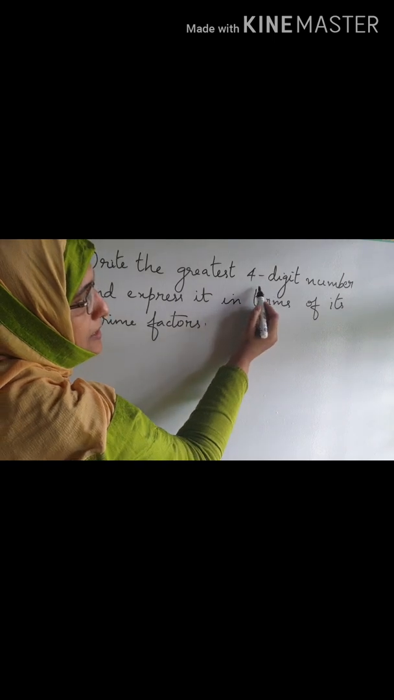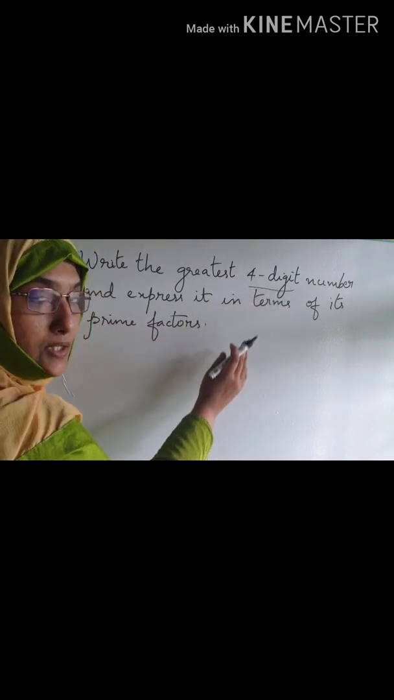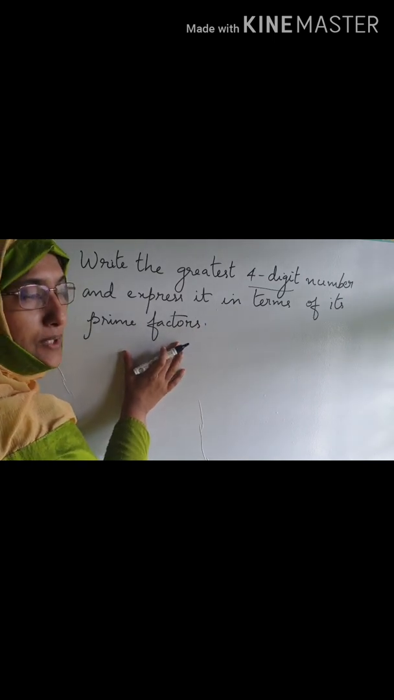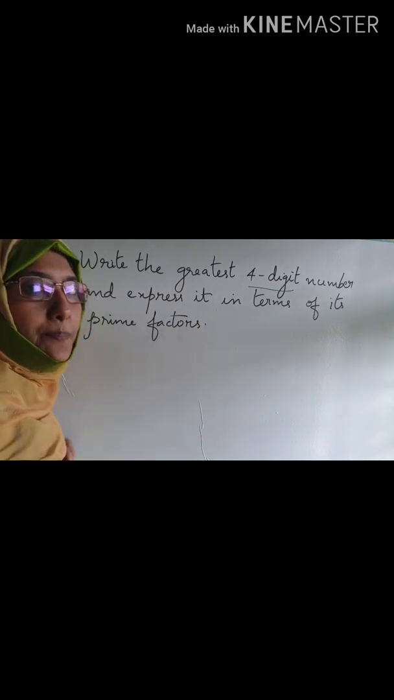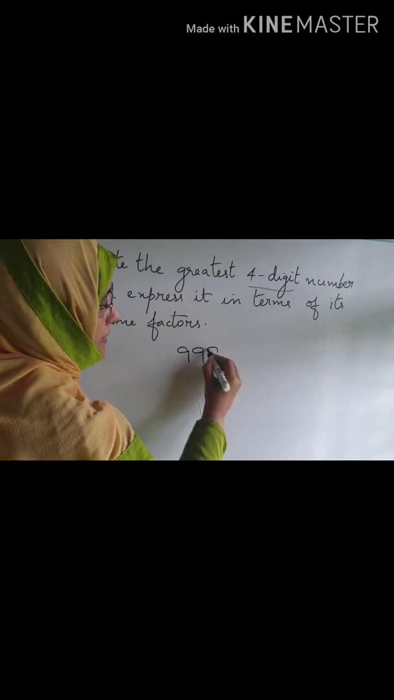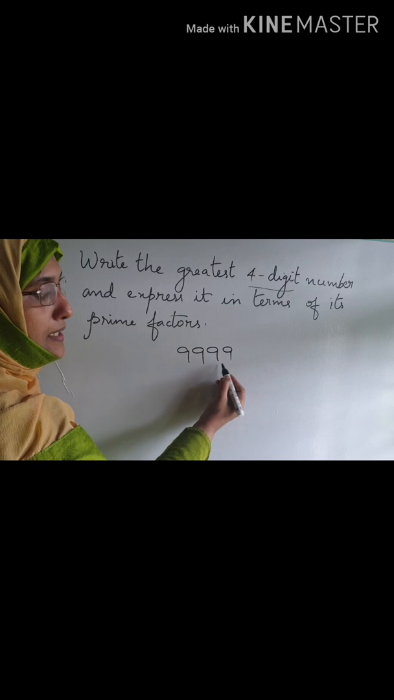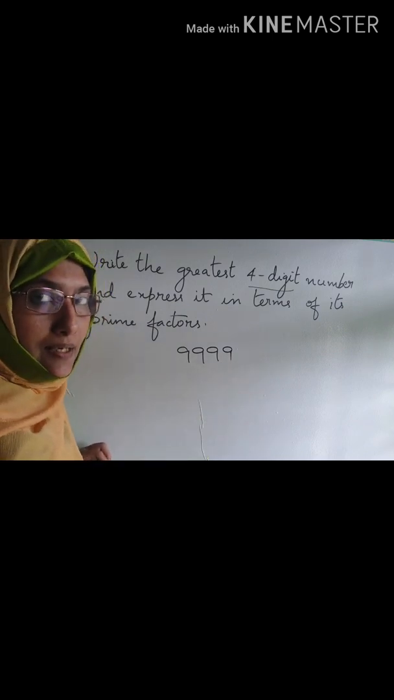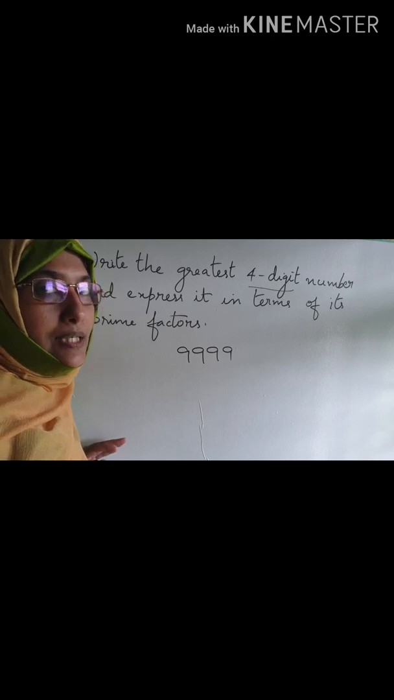Now see the next question. Write the greatest 4-digit number and express it in terms of its prime factors. Which is the greatest 4-digit number? Yeah, it is 9999. This is the greatest 4-digit number. Which is the greatest 3-digit number? 999. Greatest 2-digit number? 99.